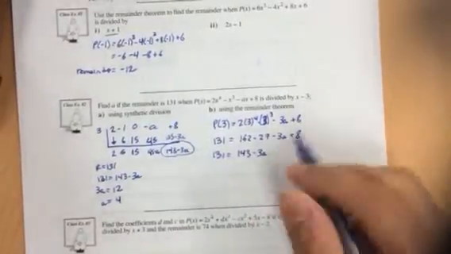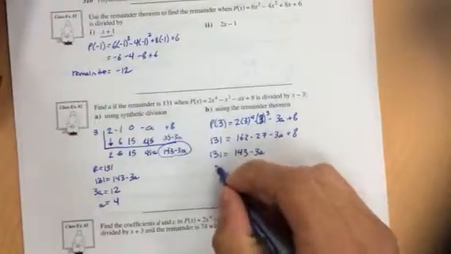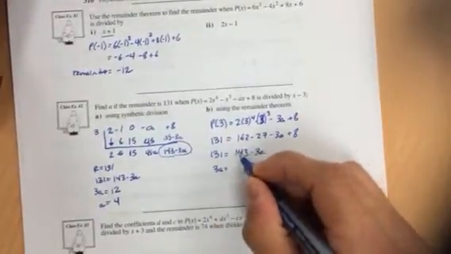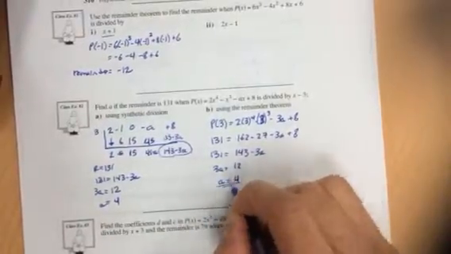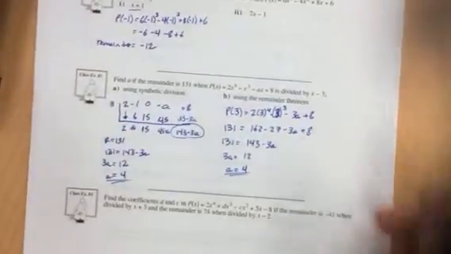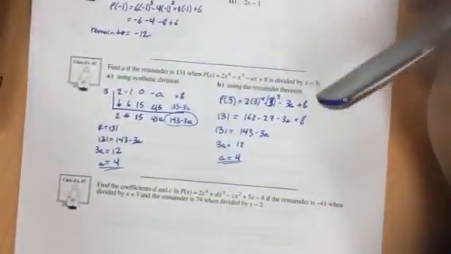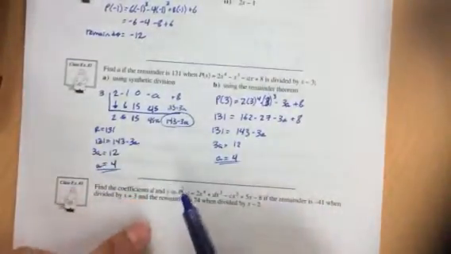143 minus 3a. And we're going to do the same thing. I'm going to get 3a over here and subtract 131 from 143. I'll be left with 12, and a is equal to 4 again. Okay, next question. You could probably do this by yourself, but I'll just explain what you'll be doing.